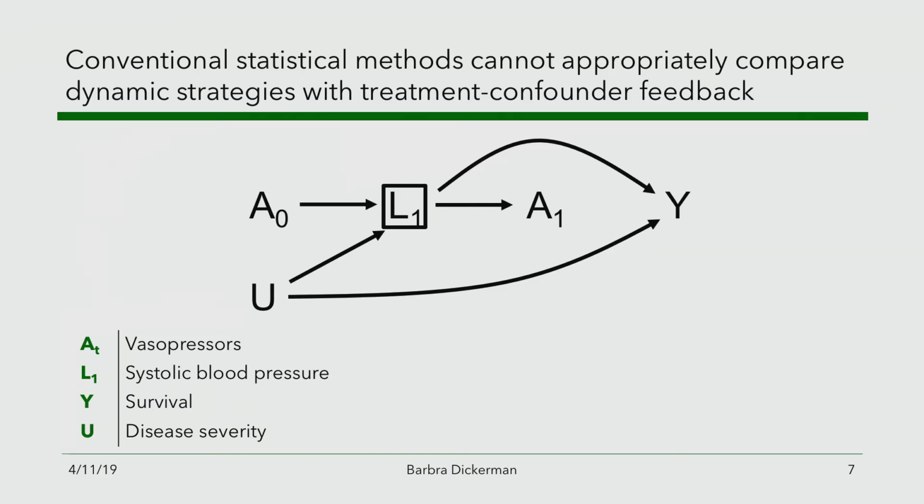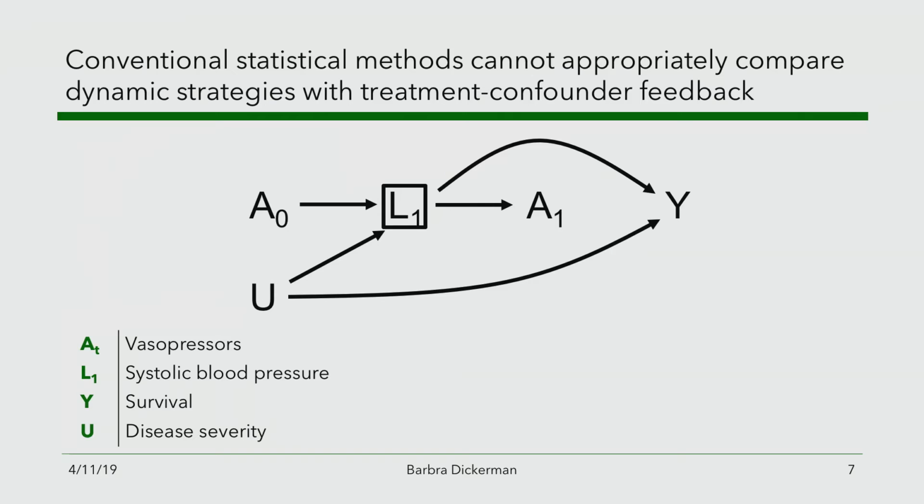These could be potentially unmeasured markers of disease severity that are affecting your blood pressure and also affecting your probability of survival. So if we're interested in estimating the effect of a sustained treatment strategy, then we want to know something about the total effect of treatment at all time points. We can see that L1 here is a confounder for the effect of A1 on Y, so we have to do something to adjust for that. And if we were to apply a conventional statistical method, we would essentially be conditioning on a collider and inducing a selection bias. So an open path from A0 to L1 to U to Y.